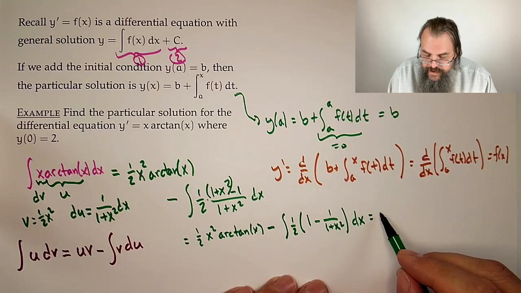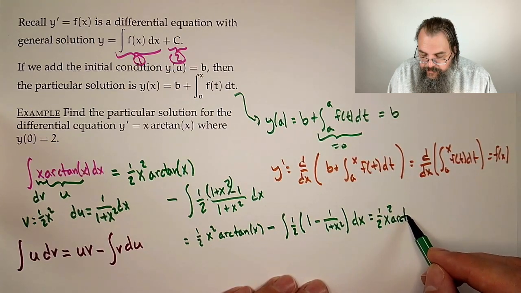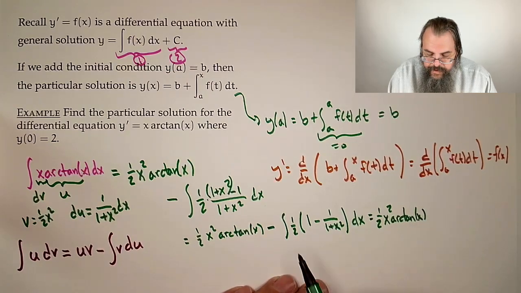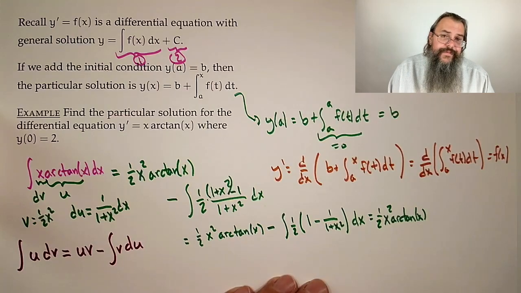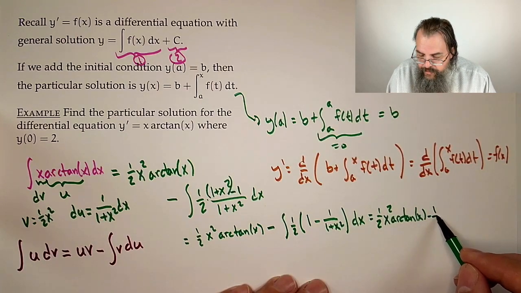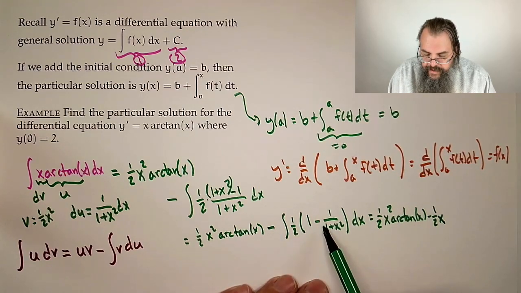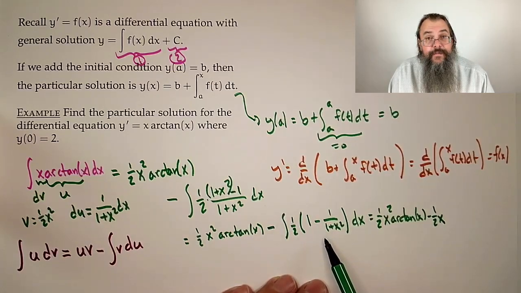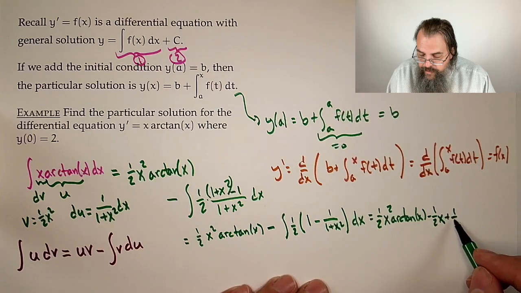So we still have that first term. We're not going to forget it: 1/2 x squared arctangent of x. Then we have the integral of 1/2 times 1. Well, that's going to be 1/2 x. Don't forget the minus. So minus 1/2 x. And now, don't forget the 1/2 still comes through, and the minus still comes through. So minus minus makes a plus 1/2.